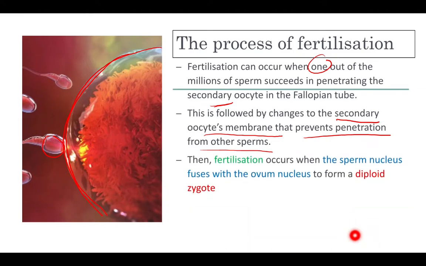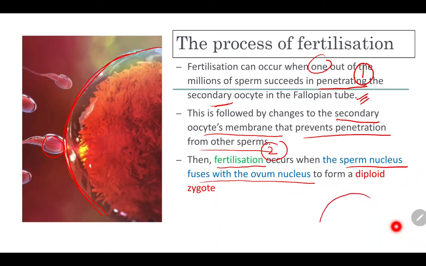Okay, I would explain later why. Okay, what happened after the penetration? Then fertilization occurs. So penetration is the first process. Sperma menembusi oocyte sekunda. And fertilization, persenyawaan, is the second process or second step that occurs. What is fertilization? Fertilization is referring to when the sperm nucleus fuses with the ovum nucleus. Okay, and this process occurs in the fallopian tube.